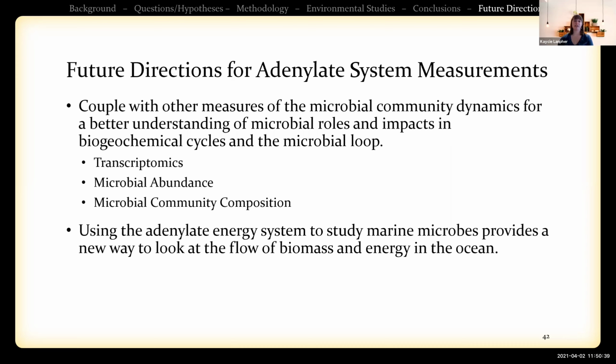And these other measures of the microbial community include transcriptomics and microbial abundances and their community composition to a taxonomic level. That's really what the power of this is. We can incorporate it with any of these measurements for any microbial community, because again, the adenylate system is ubiquitous. And using this as a way to study marine microbes will also provide a new way of looking at the flow of biomass and energy in the ocean, which is a lot of biogeochemical cycling and what we're really key and interested in understanding better.